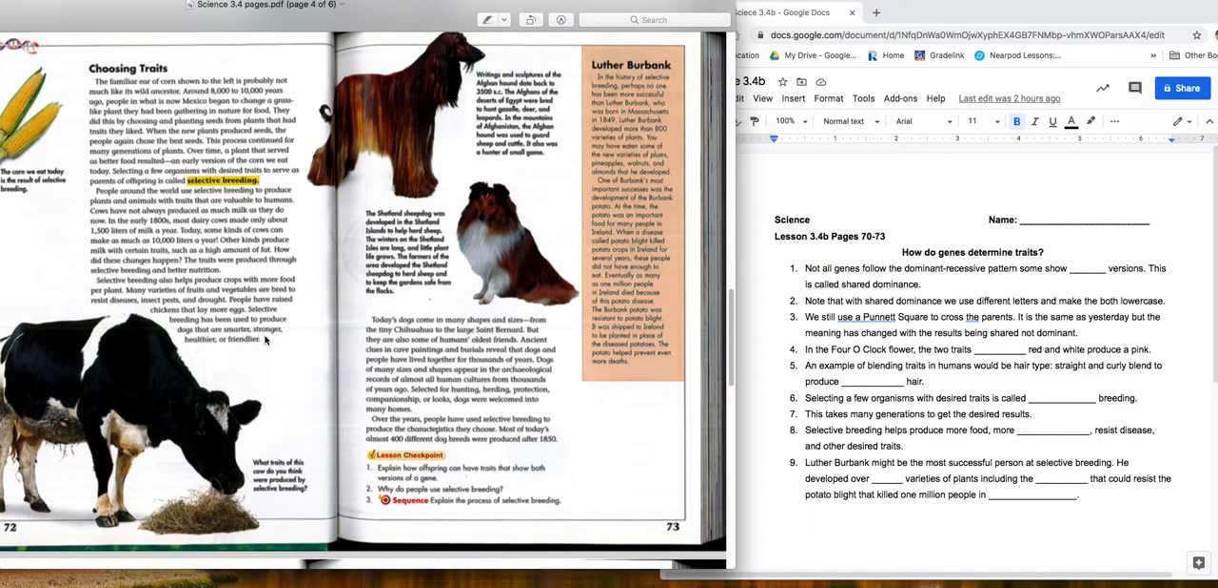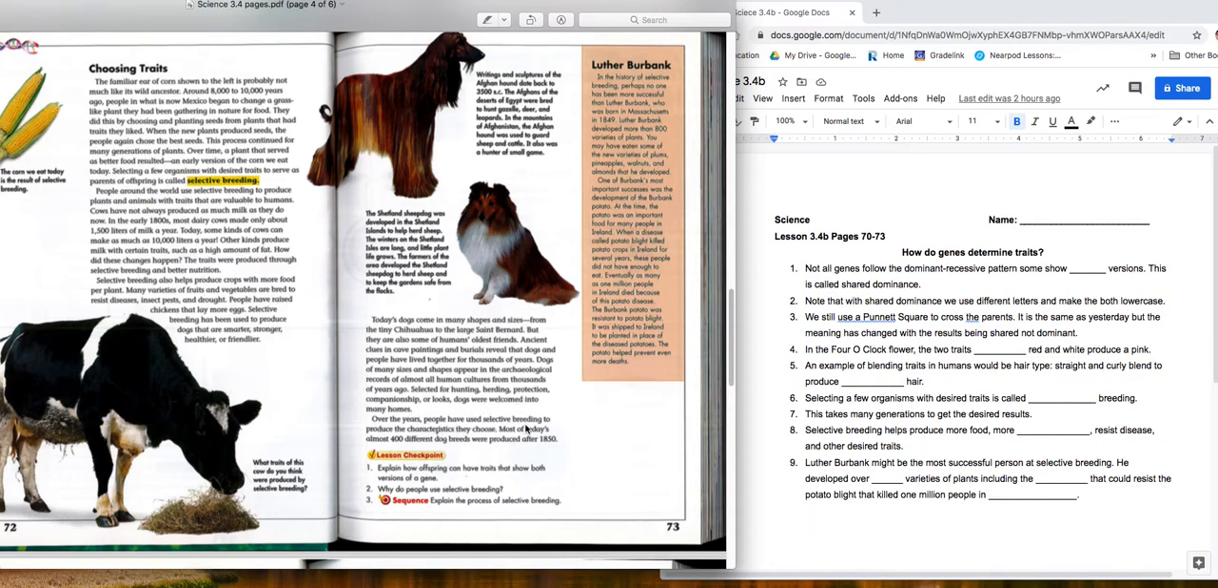Okay. They mentioned the dogs here. We'll get a paragraph on the dogs back over here. Today's dogs come in many shapes and sizes, from the tiny Chihuahua to the large Saint Bernard, but they are also some of the human's oldest friends. Ancient clues in cave paintings and burials reveal that dogs and people have lived together for thousands of years. Dogs of many sizes and shapes appear in the archaeological records of almost all human cultures from thousands of years ago. Selected for hunting, herding, protection, companionship, looks, dogs were welcomed into many homes.